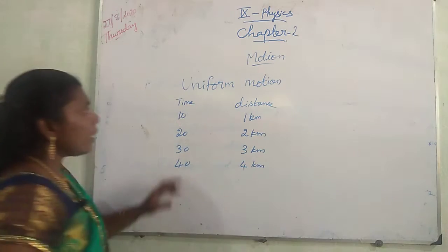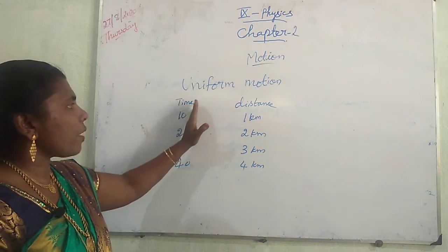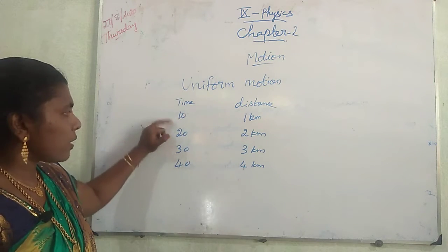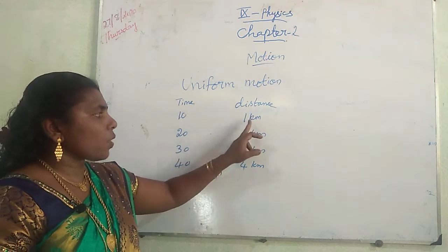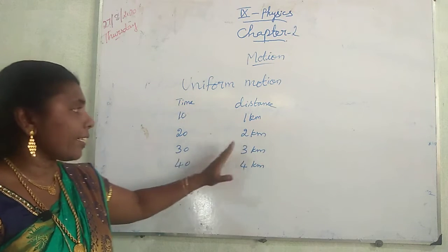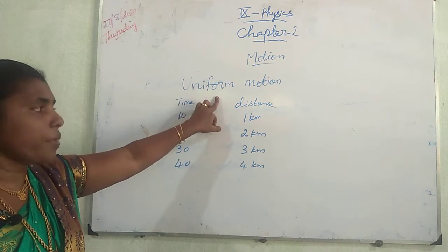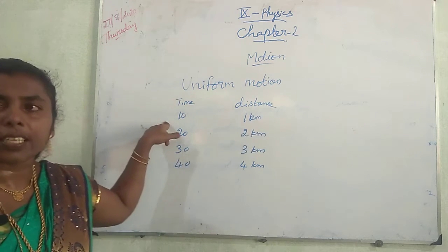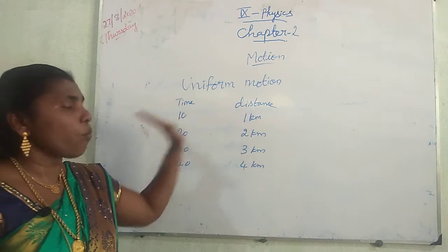Now listen here. Uniform means the time is also uniform. The time is increasing 10, 20, 30, 40 minutes, and the distance also 1, 2, 3, 4. Like that it is increasing. So uniform motion means equal distance in equal intervals of time.